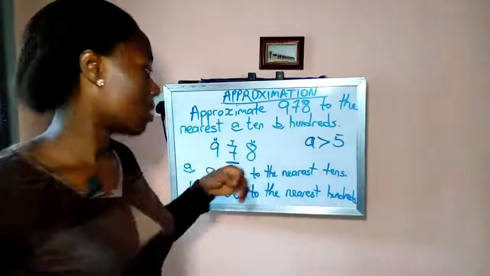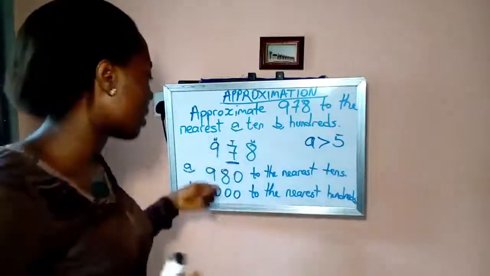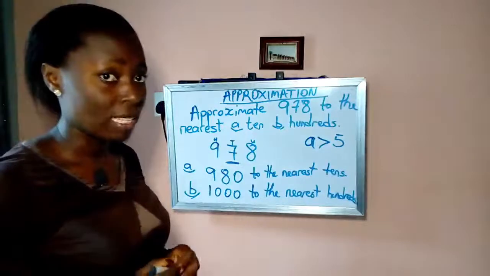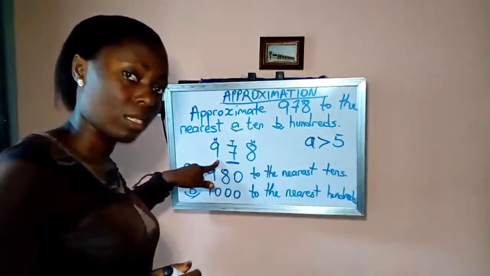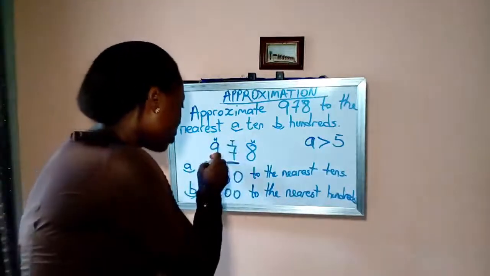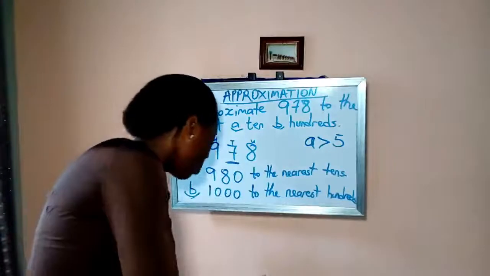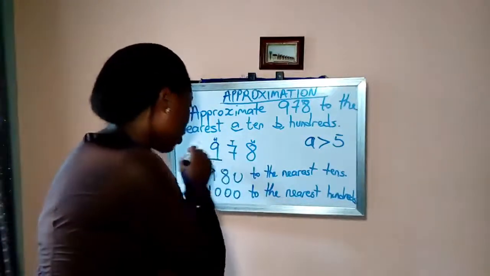Now the next question says round up this number, or approximate this number, to the nearest hundreds. What number is in our hundreds position? It is 9. Have you seen it? Now our 9 is in this hundreds position. Our 9 becomes our focus.